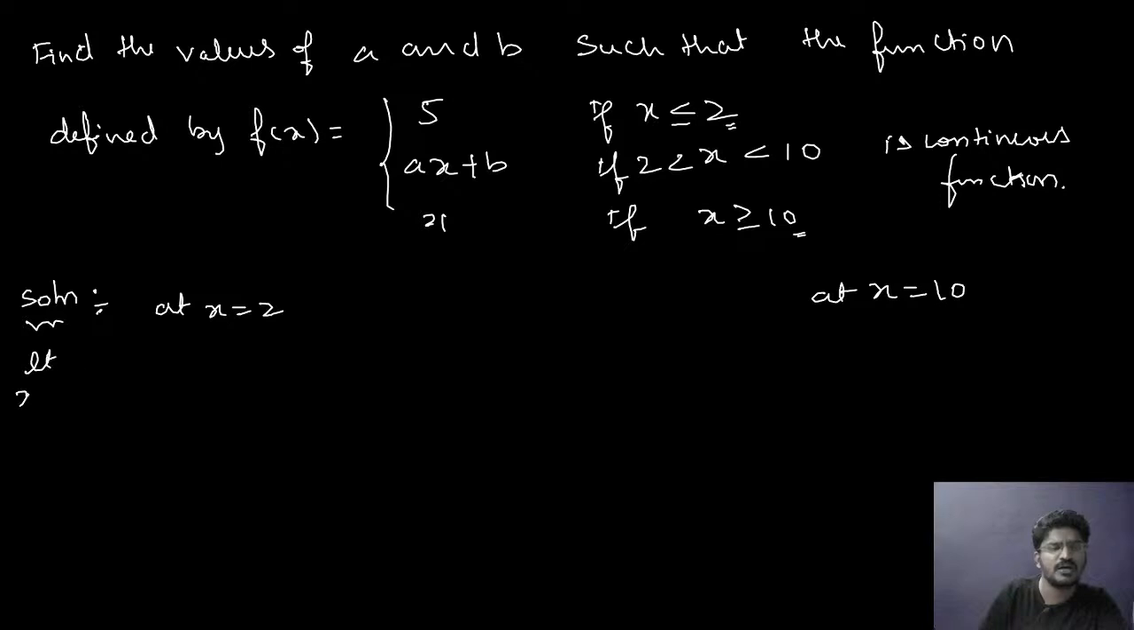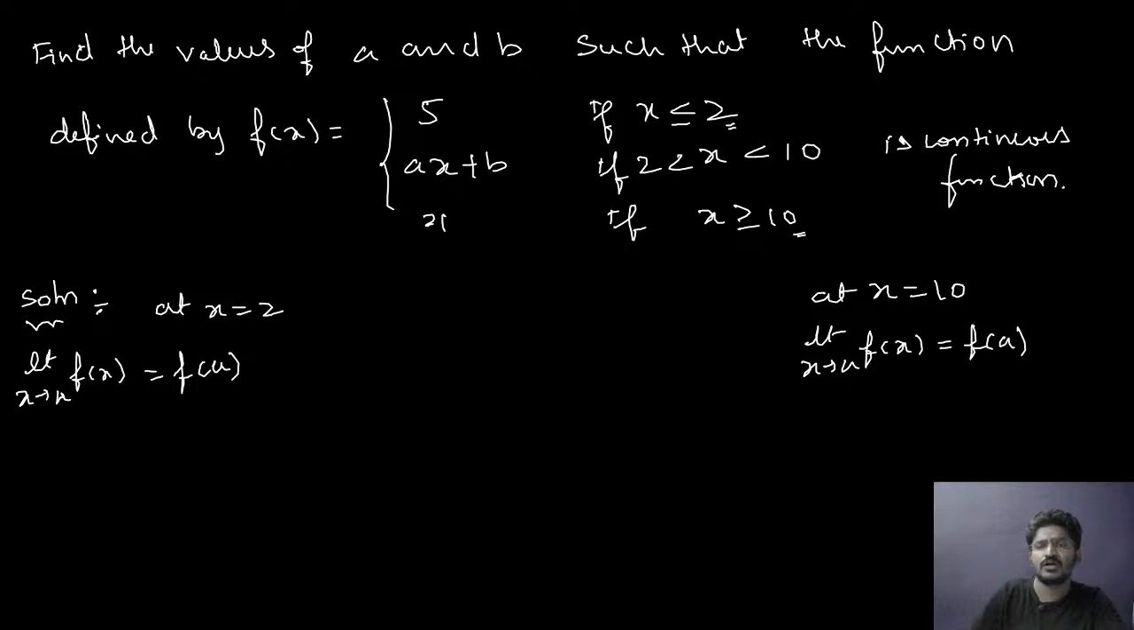So here you have to verify limit extending to a, f of x is equal to f of a. Here also you have to verify limit extending to a, f of x equal to f of a. So in both the cases you have to verify. So here at x equal to 2, f of x is 5.